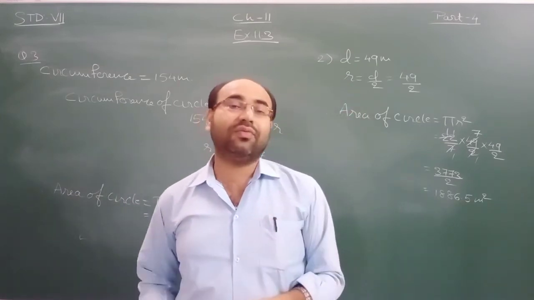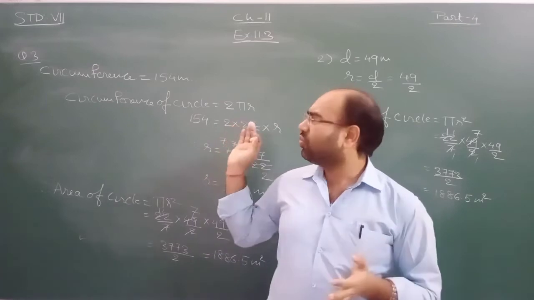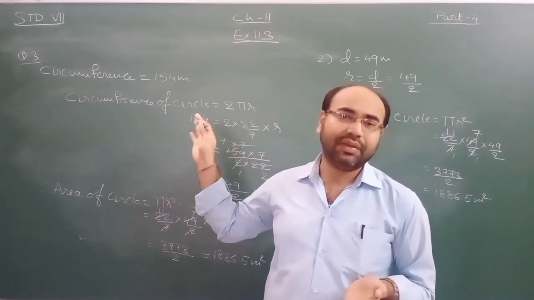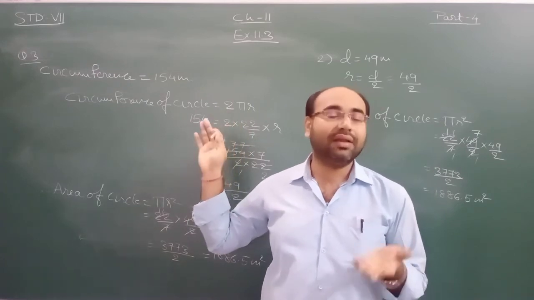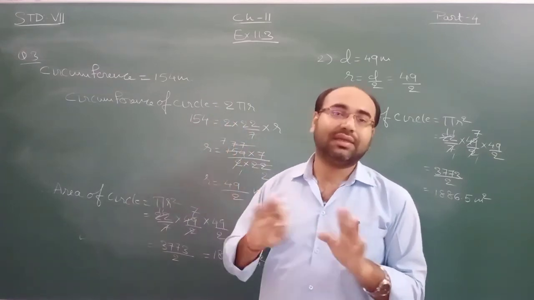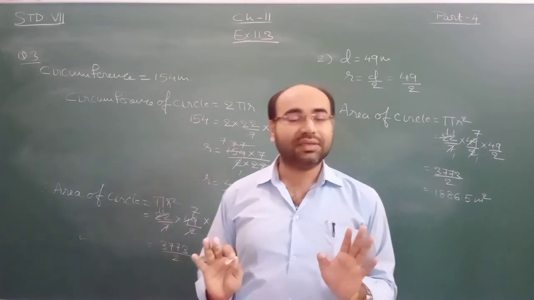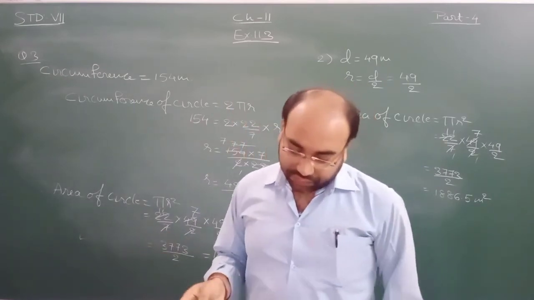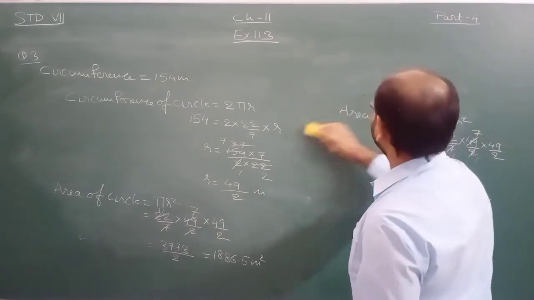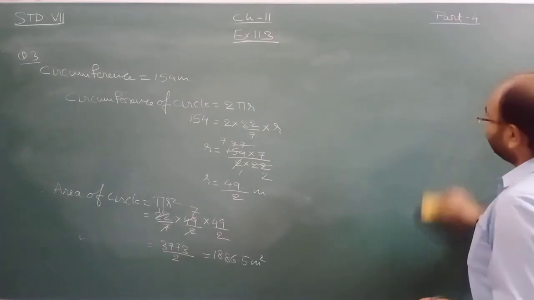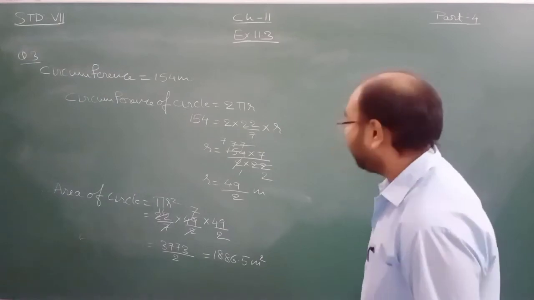Plus we also have to find out the cost. See, it is almost similar to perimeter and area of square and rectangle, just this is a circle, that's it, but the remaining things are the same. So first, what is being given? Diameter is being given. So first, what we have to do? We have to find out the radius.